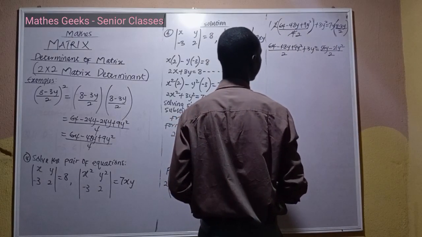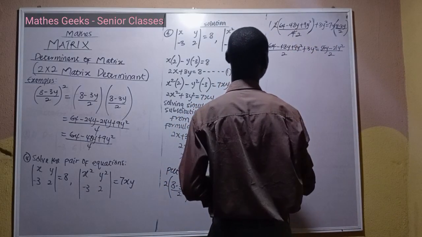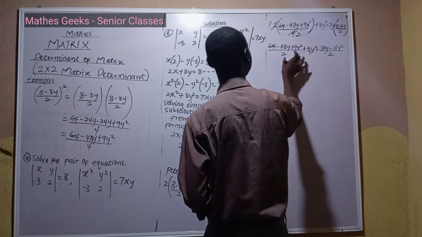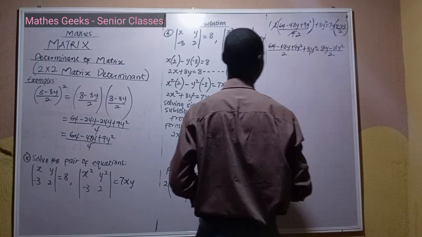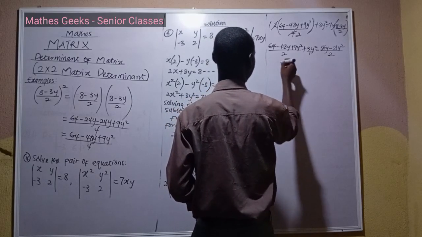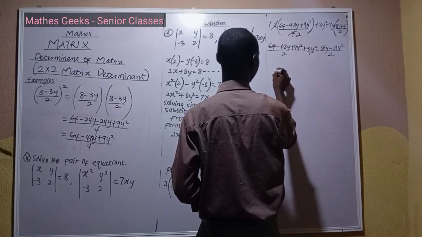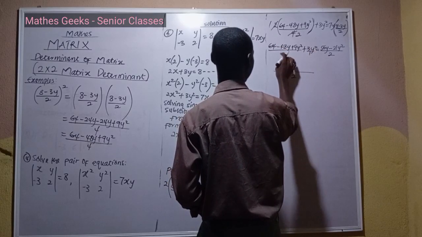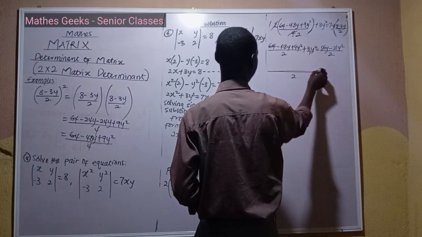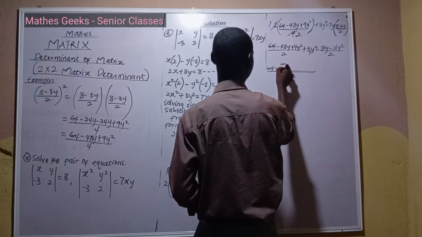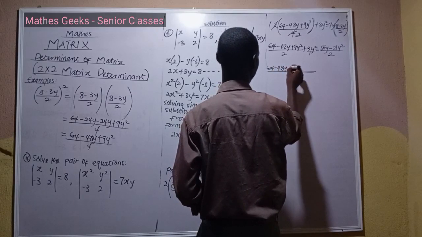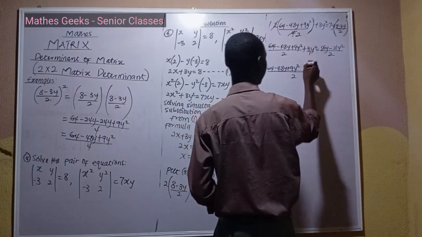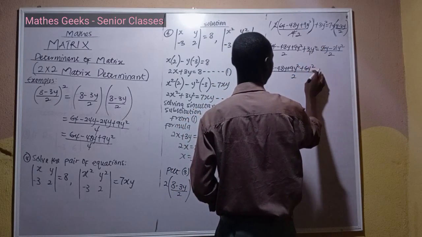Okay, so let's simplify this part. Since here the fraction is over 1, let's simplify this part to become a single fraction. So the LCM is 2. Divide both sides by the LCM. 2 into 2 is 1, times 1 to give us 64 minus 48y plus 9y squared. 2 into 1 is 2. 2 times 3y squared gives us plus 6y squared.